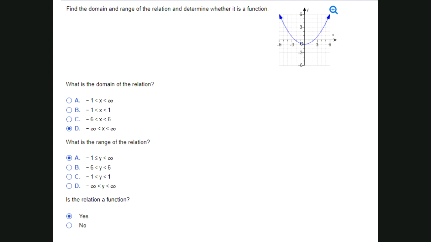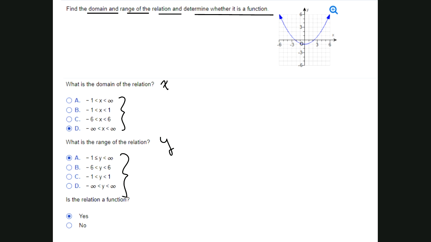And we're going to look at finding the domain and range of the relation and determine whether or not it's a function. So if we look at the domain, remember the domain is all the x's and the range is the y's, and they've helpfully given us that pro tip because you can see x here and you can see y here. So that's a little help.